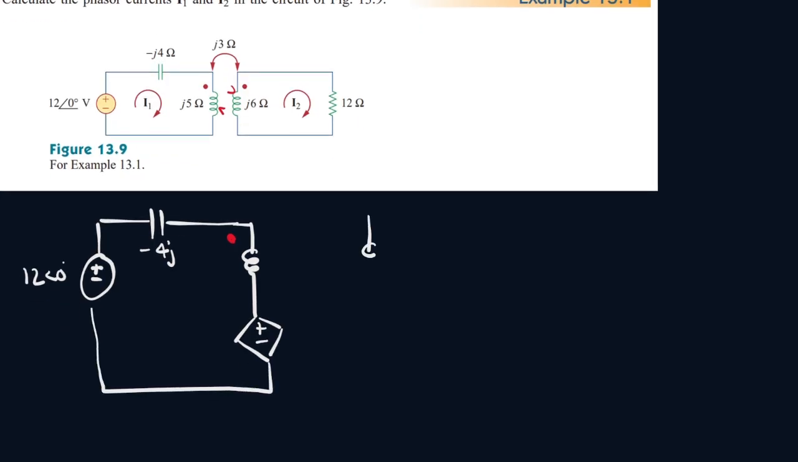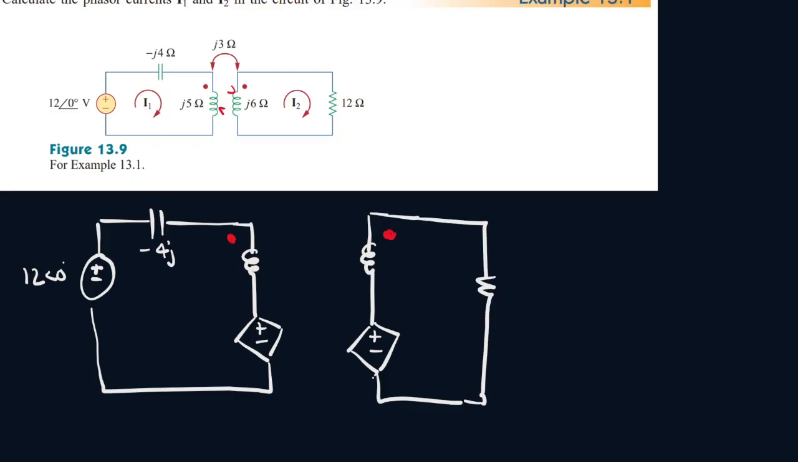And then let's do the other part. Plus sign up there, minus down there, as the dot is all the way up here. And then this will be 12 ohms, this will be 6j ohms, this will be 5j ohms. And now we have to find the values of these two dependent sources. The value of these two dependent sources will be the mutual inductance.